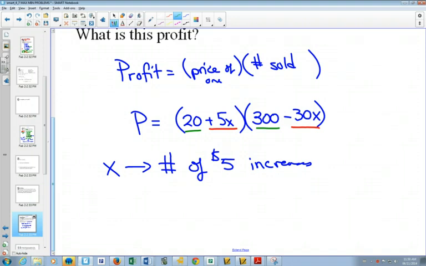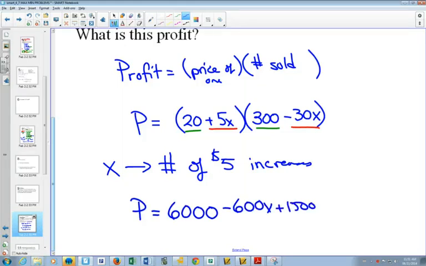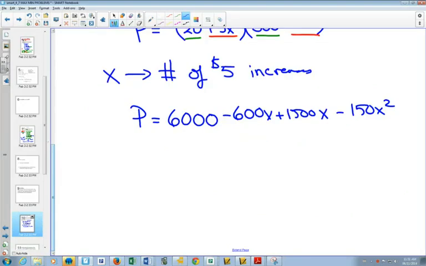Okay. What would I have to do to get it into the general form? I'll have to FOIL it out. So let's do that. 20 times 300, there's my 6,000, minus 600x plus 1,500x minus 150x squared. Combining my like terms and just rearranging it so that the x squared is first.